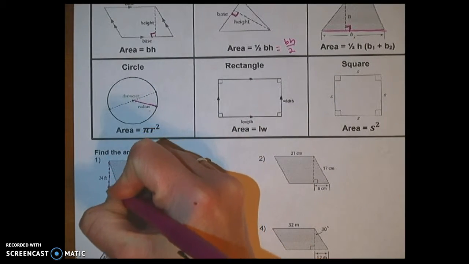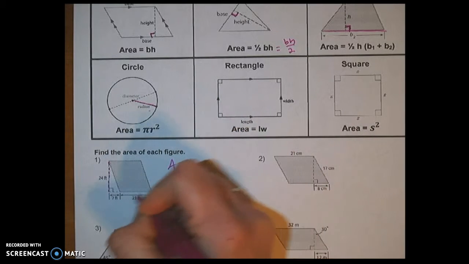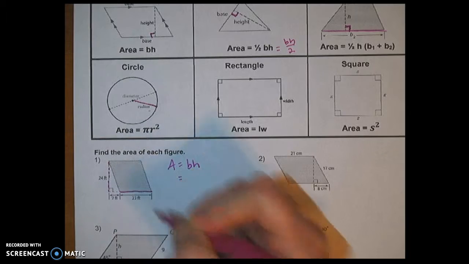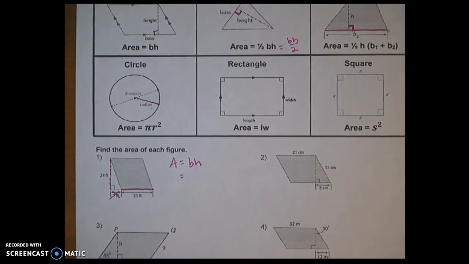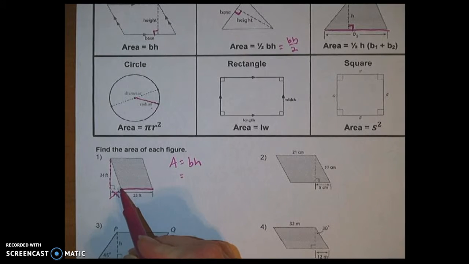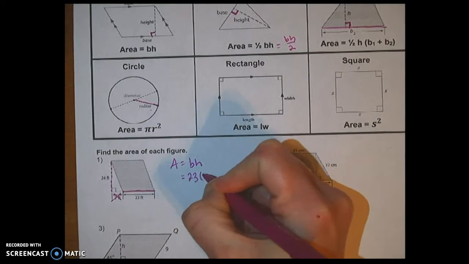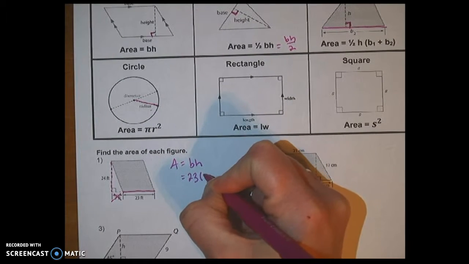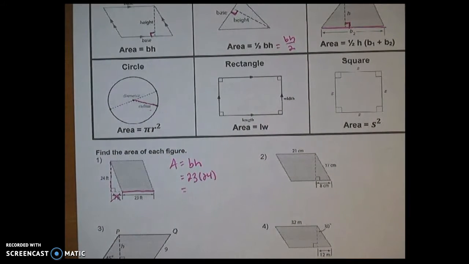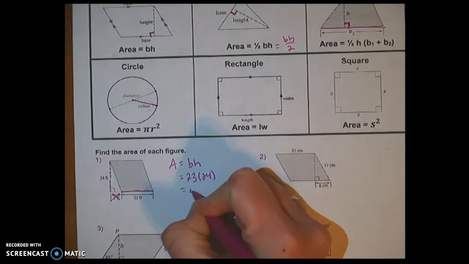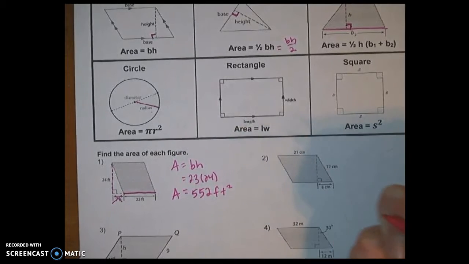Notice that this right here is my height. So remember, area equals base times height. The base here is this 23 right here. It does not include that 7. That 7 is simply the distance between the edge of the parallelogram and the height. You do not need that distance. So this is going to be 23 times the height, which is 24. So the area here, 23 times 24, gives us 552 square feet in this case.